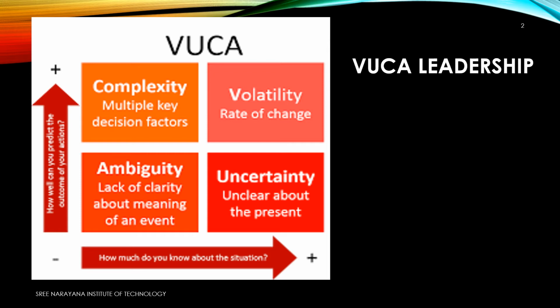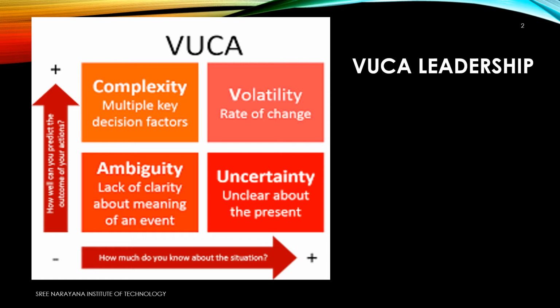Third one is complexity. Complexity means certain decisions are very hard to take because of the complexity of the nature of things. So the leader should be able to see beyond the complexities. He should take decisions in such a way that even though it is very complex, he is able to look into various factors and then decide what is the best.